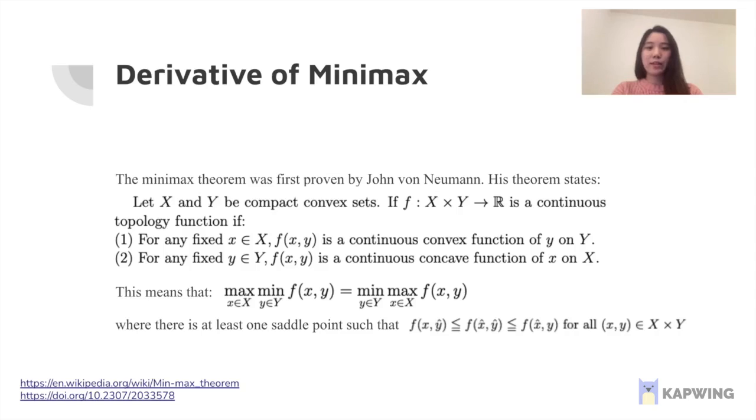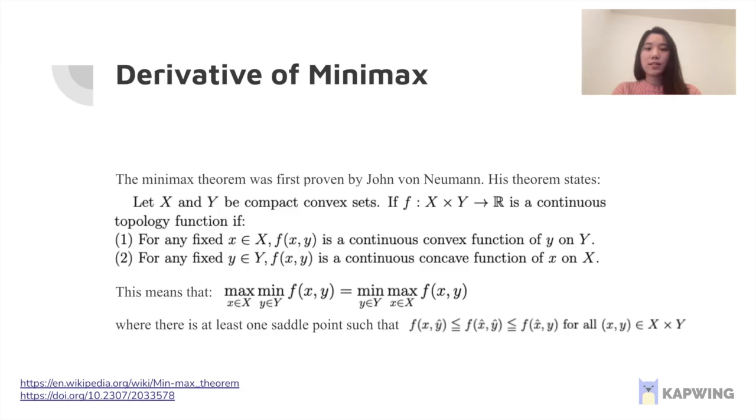Next, we'll talk about how the Minimax Theorem was derived. The Minimax Theorem was first proven and published by John von Neumann in 1928. His theorem states the following. Let x and y be compact convex sets.